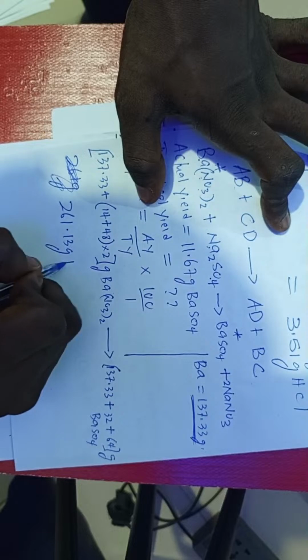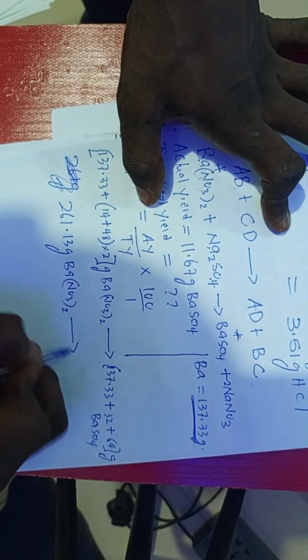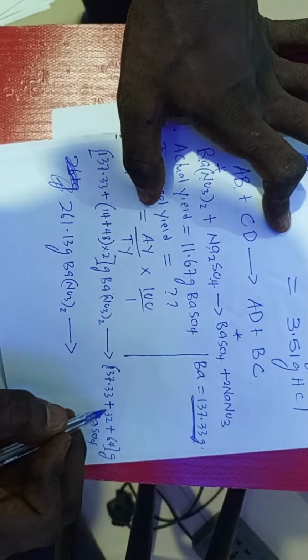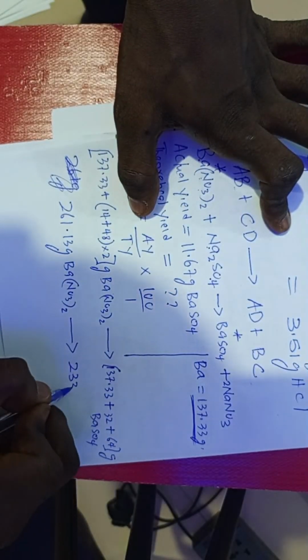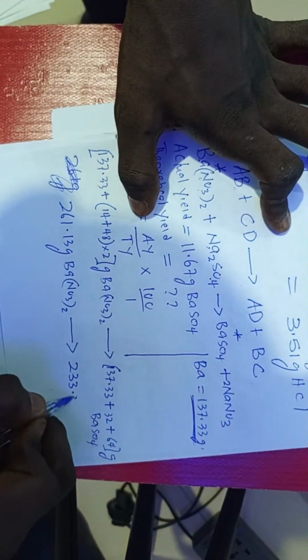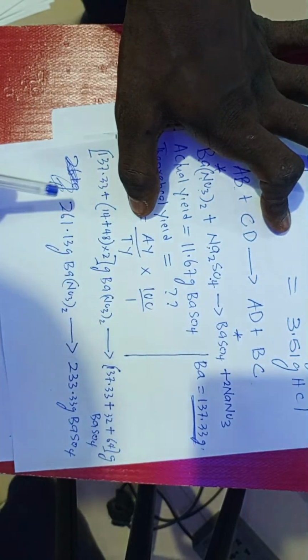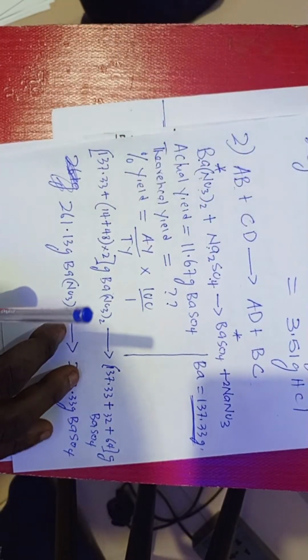261.13 grams of barium nitrate will always produce, let's sum this up, about 233.33 grams of barium sulfate. All right. So from the balanced equation, if you balance that equation properly, you get that 261.13 grams of barium nitrate will always react to produce 233.33 grams of barium sulfate. Now back to the question.